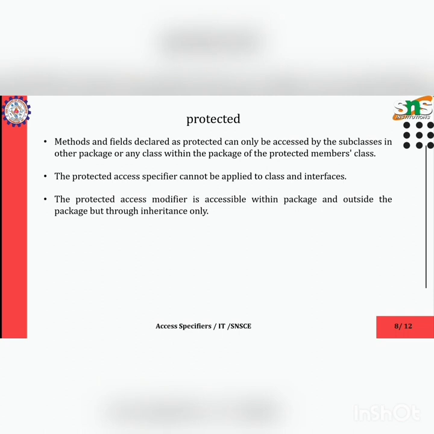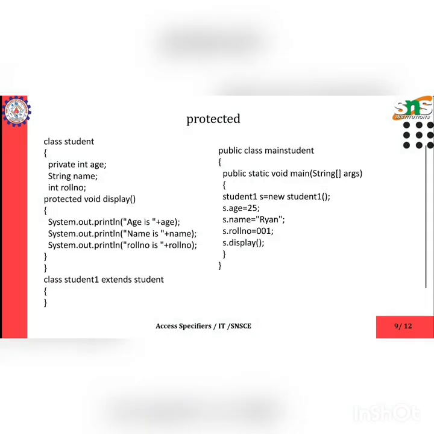Methods and fields declared as protected can be accessed by subclasses in another package or any class within the package of the protected member class. The protected access specifier cannot be applied to class and interface. The protected access specifier is accessible within the package and outside the package, but through inheritance only.